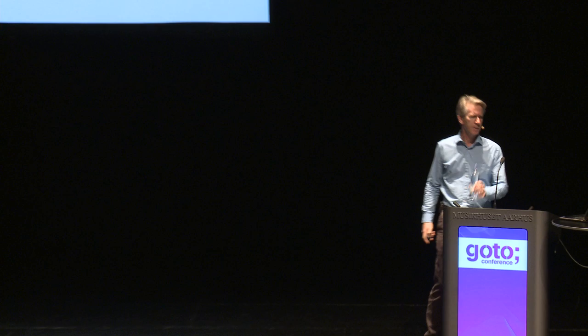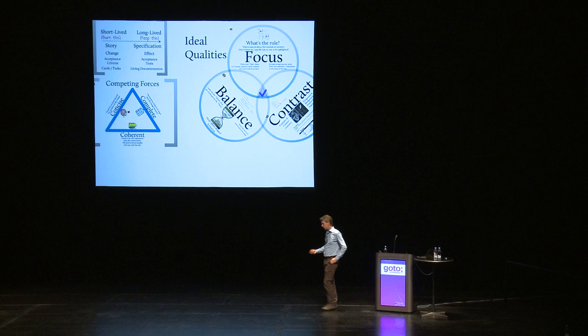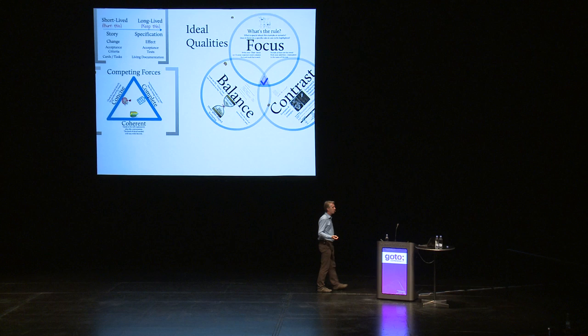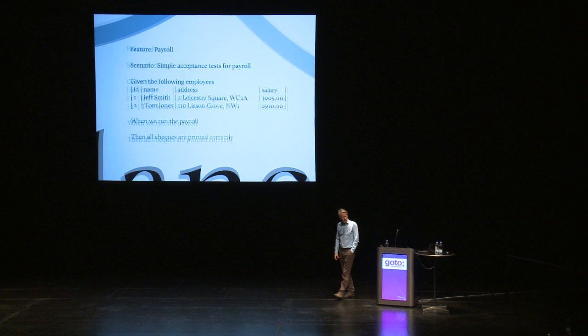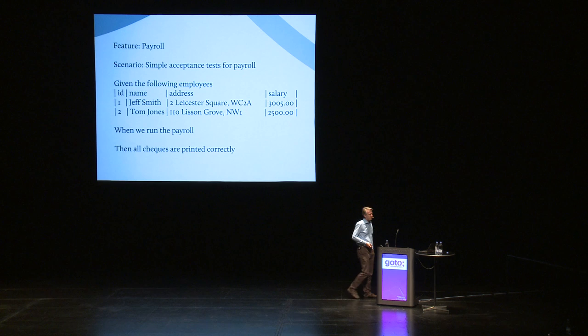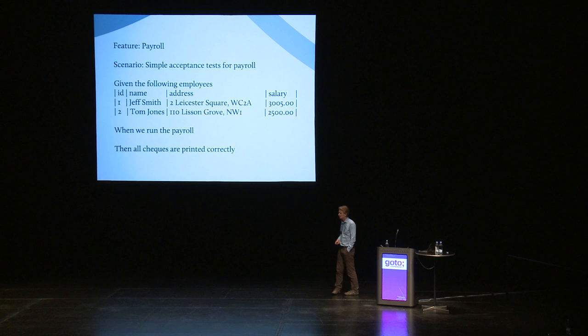Okay, so having considered the forces, now let's look at the qualities that we expect to see in these artifacts. And there are three involved here. We're looking for the appropriate overlap or intersection of each of these three qualities. First one we'll look at is balance. And here's another example. This one actually turned up in an early version of the FitNesse documentation. So, people who ought to have known better about how to give a good specification.